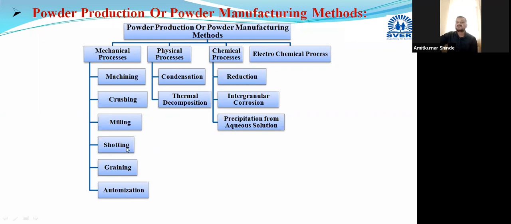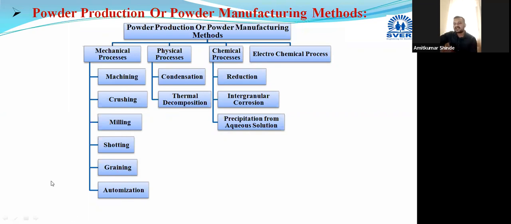And one more care you have to take: these three techniques can be applied on metals having lower or medium melting points. Above 1500 we cannot use shooting, graining, or atomization, because it is very difficult to melt that metal, because we are using molten metal in these three techniques. Hence, these can be used when a metal has low or medium melting point only.